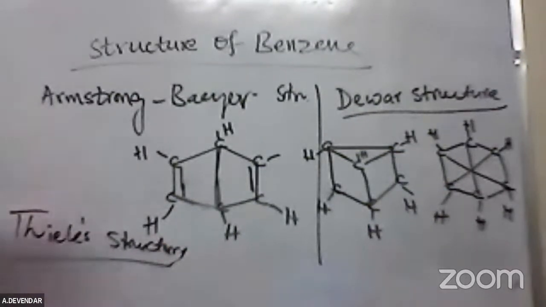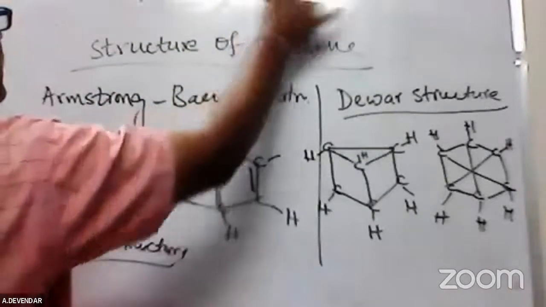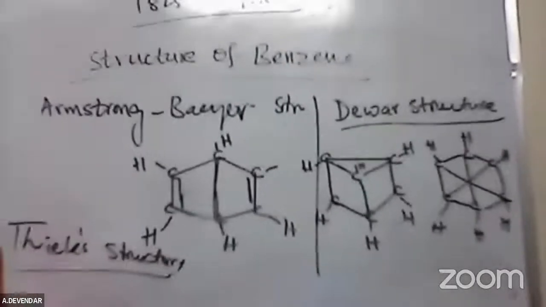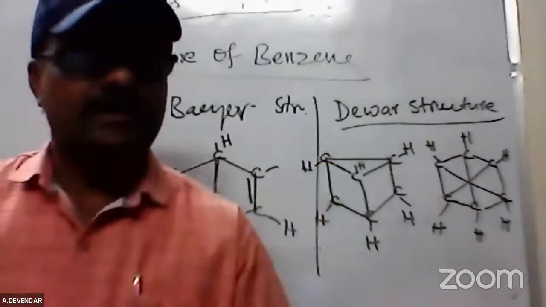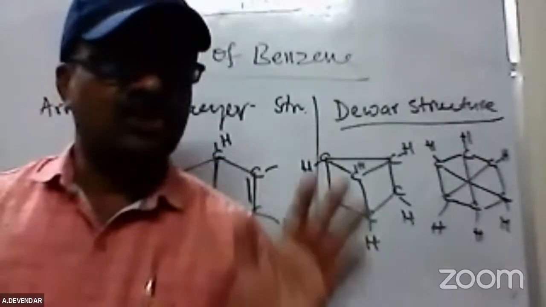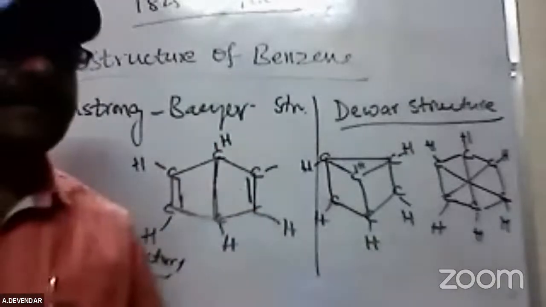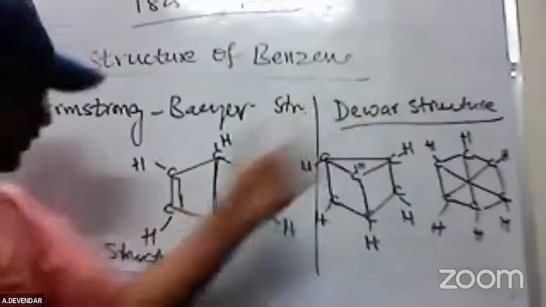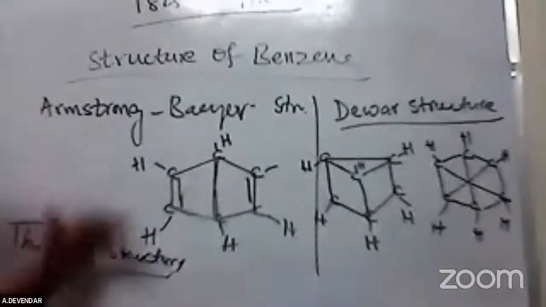Why? Because from 1825 to 1865 there was uncertainty about the structure. In 1825 Faraday discovered benzene. The name benzene and the formula were established by Mitscherlich in 1834. And after 1834 until 1865, so many scientists, Hans Bayer, Dewar, Thiele and many others, developed these structures.